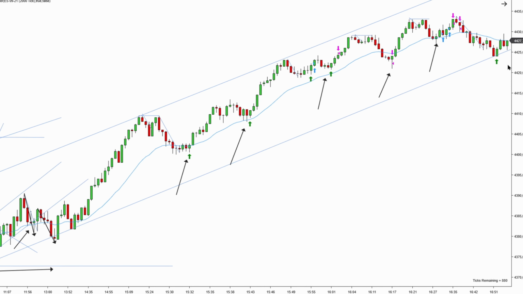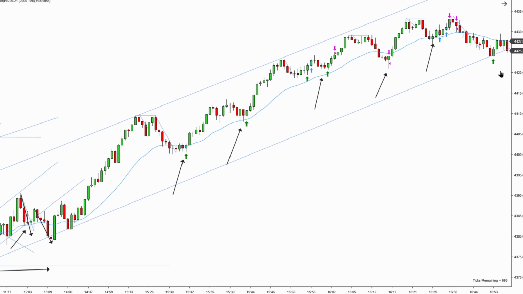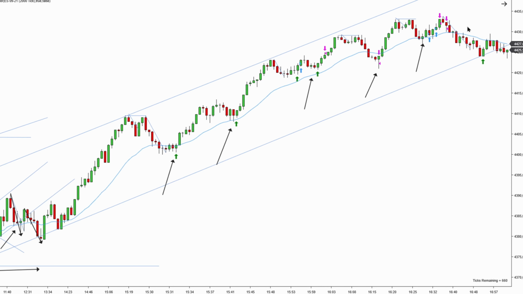And price didn't push above the EMA, so this is starting to get a little bit sketchy. We're supposed to push above the EMA, but we're starting to stagger around here. We ticked lower. We have a first break of this bigger channel.